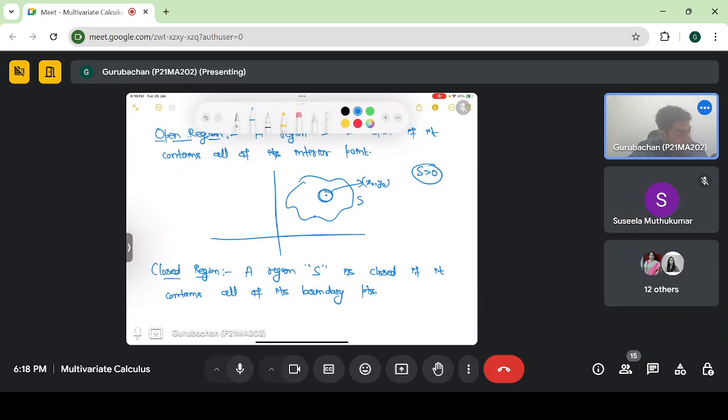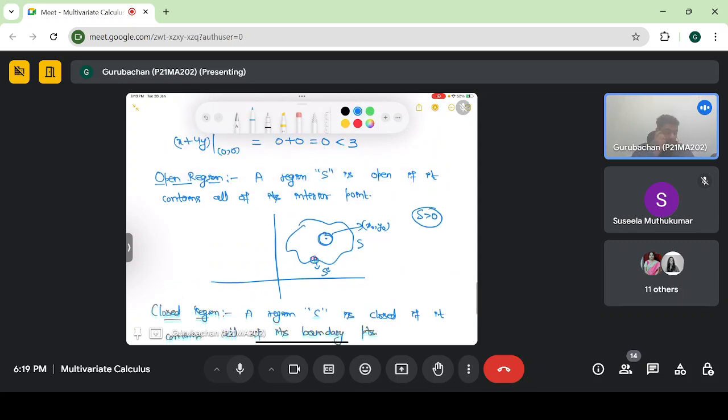Suppose this is some point and we have drawn a disk. Boundary point means every disk drawn around this x naught y naught has a non-empty intersection with S as well as with S complement. You can see that this is the intersection with S, while the lower region is the intersection with S complement. So we can say that this is a boundary point.